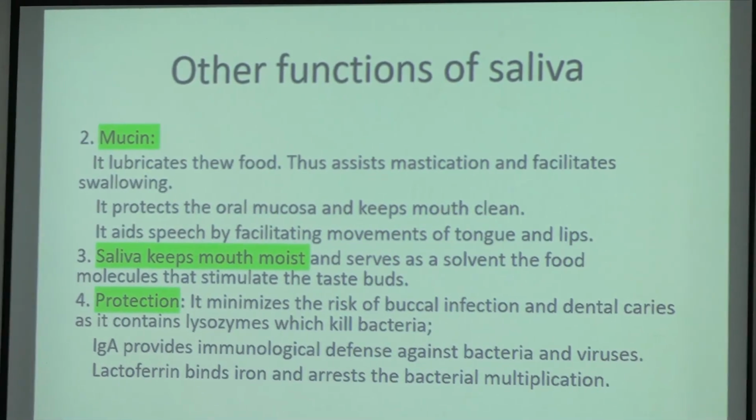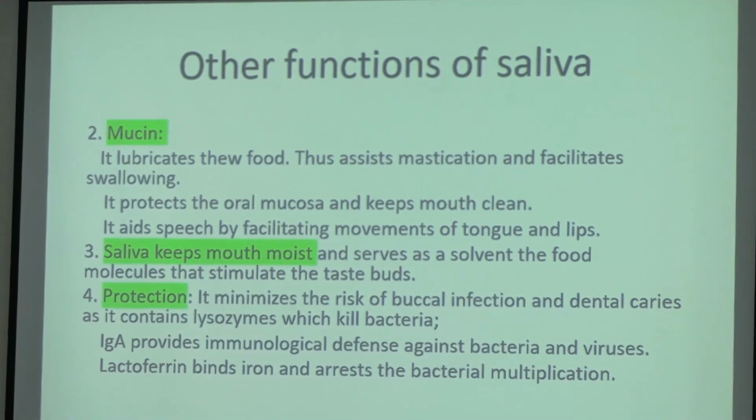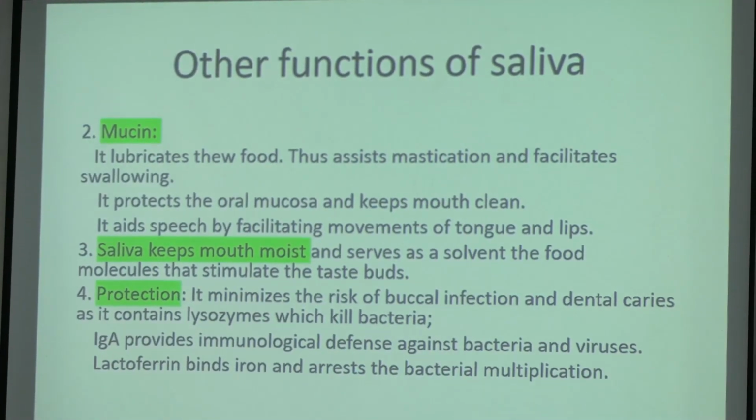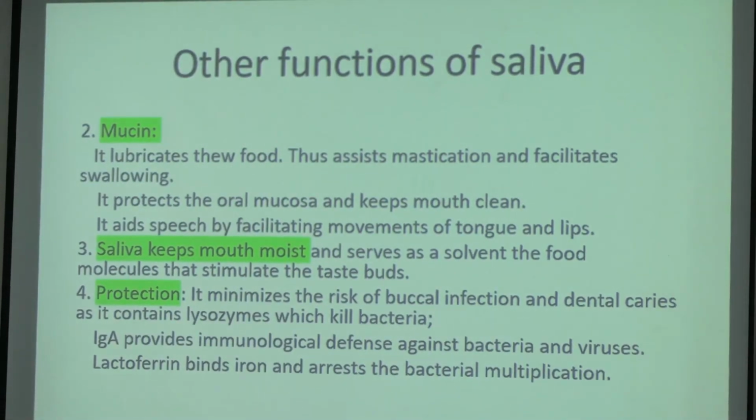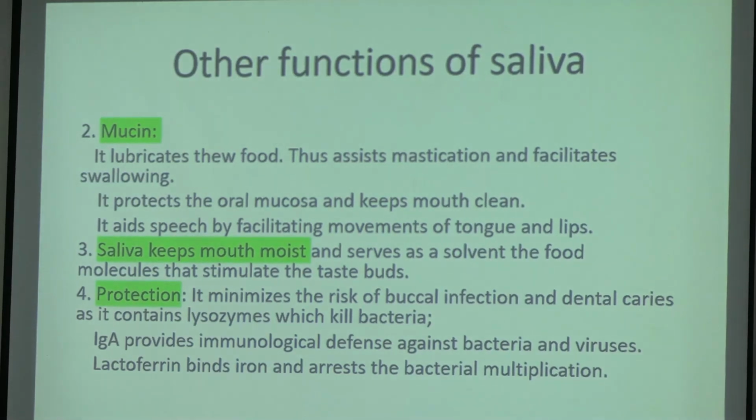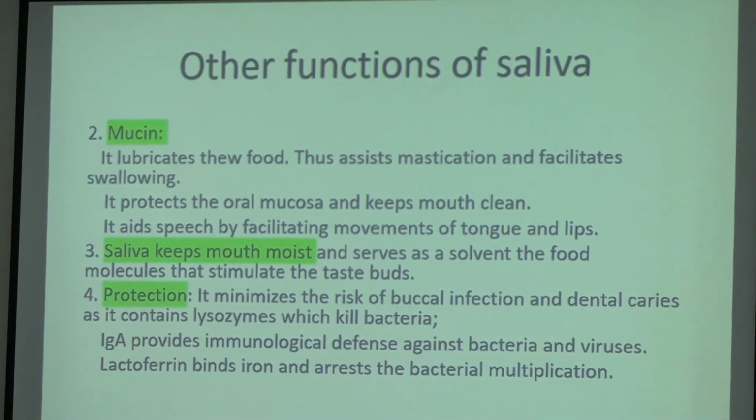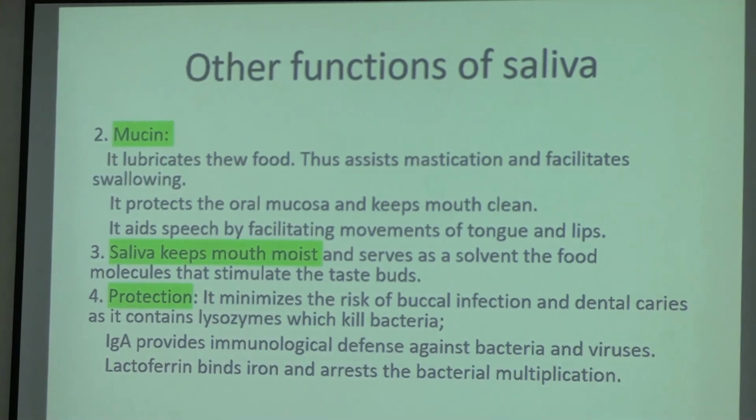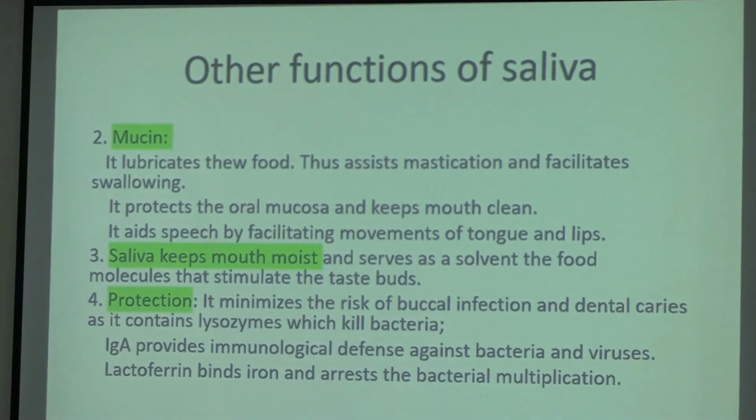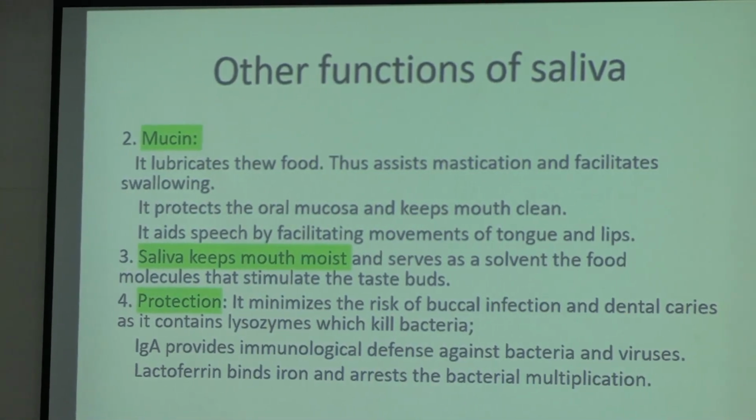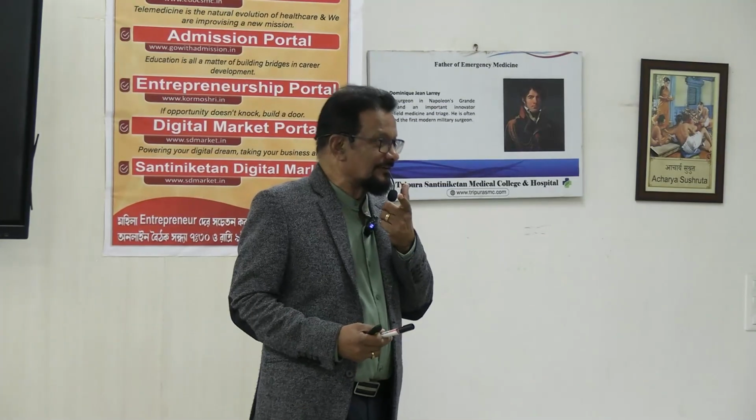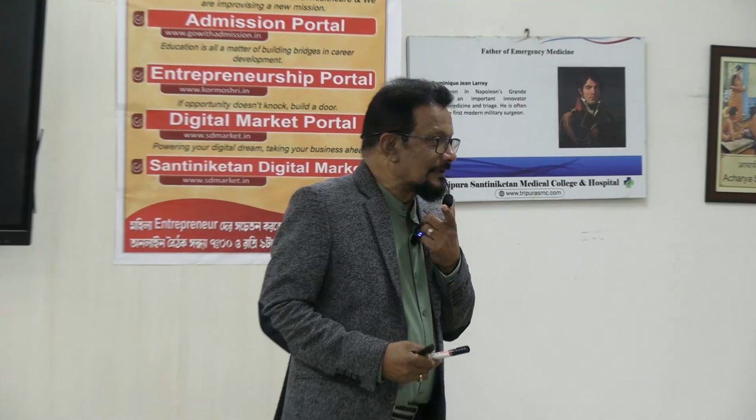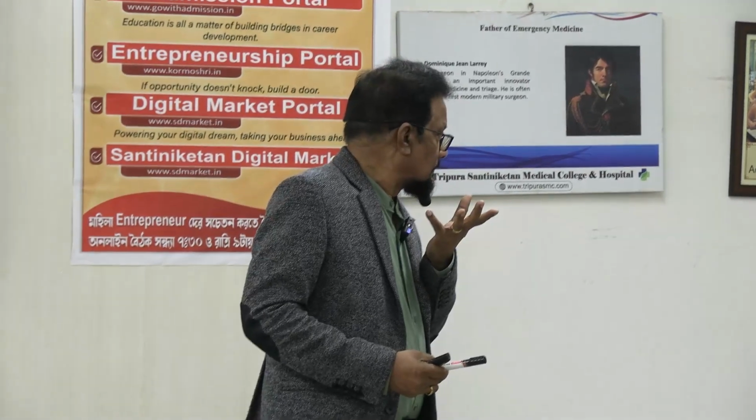And other functions of salivary juice. What are the functions? Mucin. It makes the food slippery, easy to masticate, easy to swallow. Okay? And you will be unable to speak if there is no secretion of saliva. Your mouth will be dry.